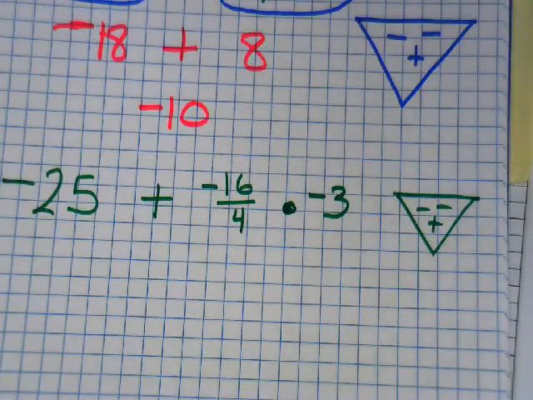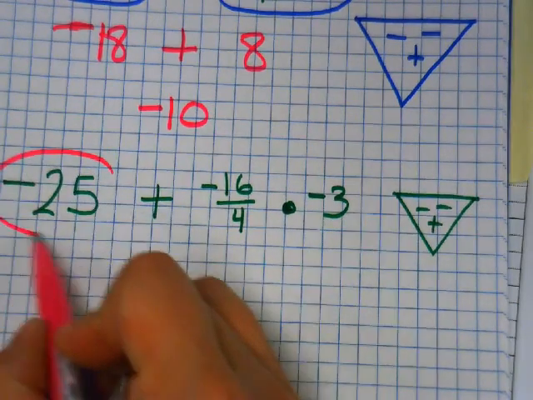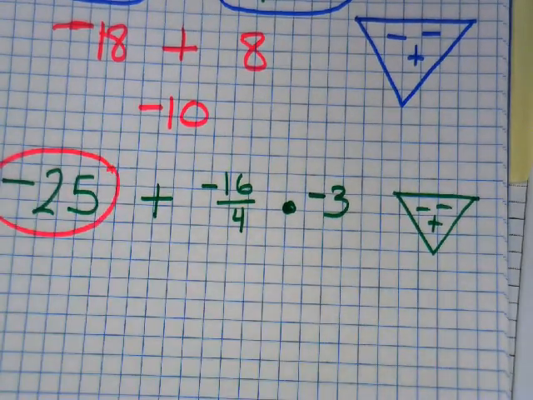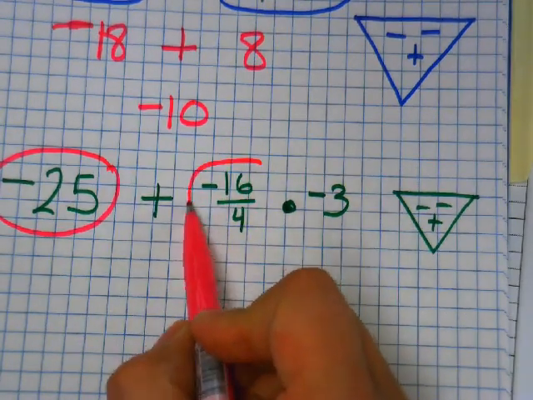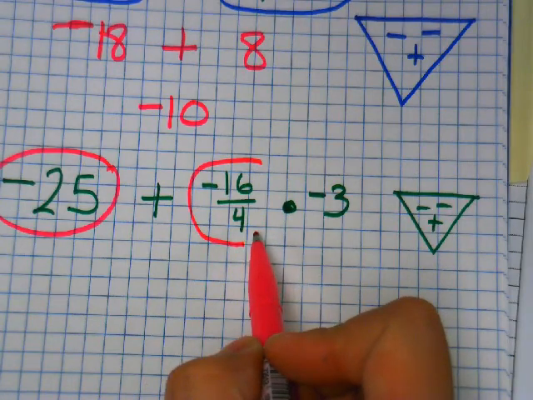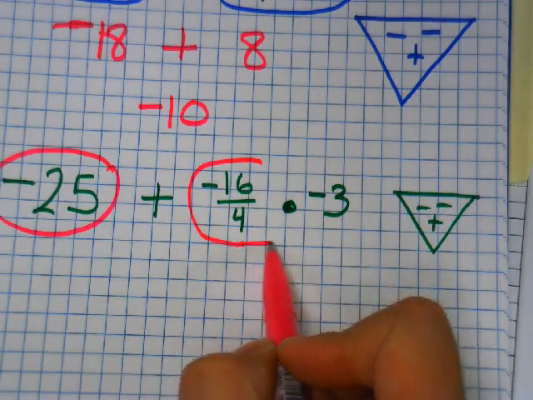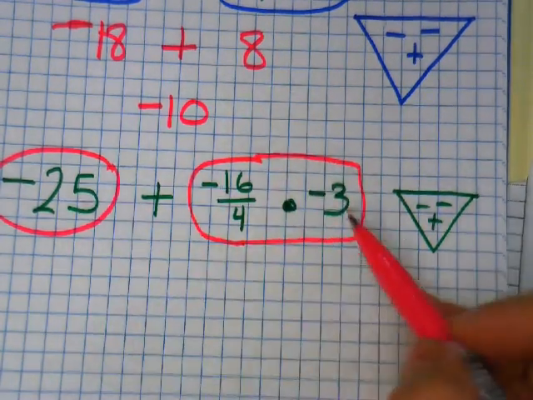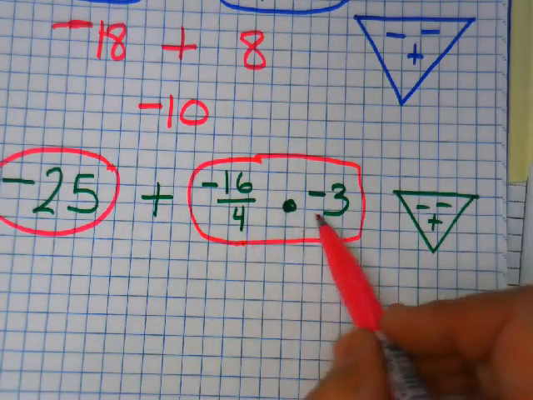All right. What do I circle? Negative 5 and negative 25. Do I circle the plus? Nope. You circle the negative 16 over 4. Do I just circle this? No, with the negative 3 as well. All of it. So this mini problem is not so mini. There's two problems in one.